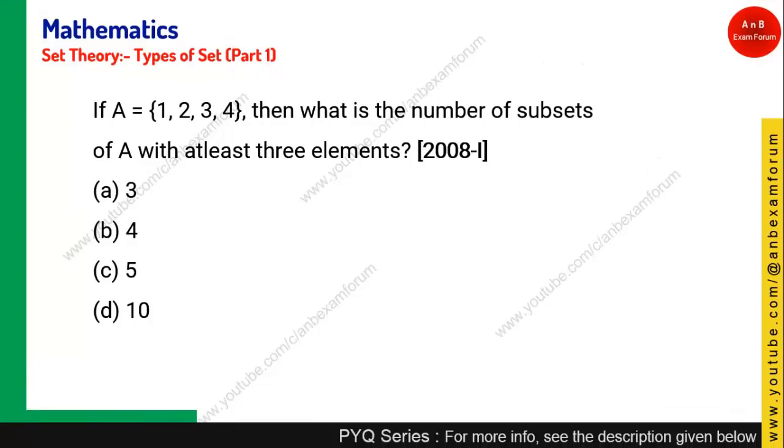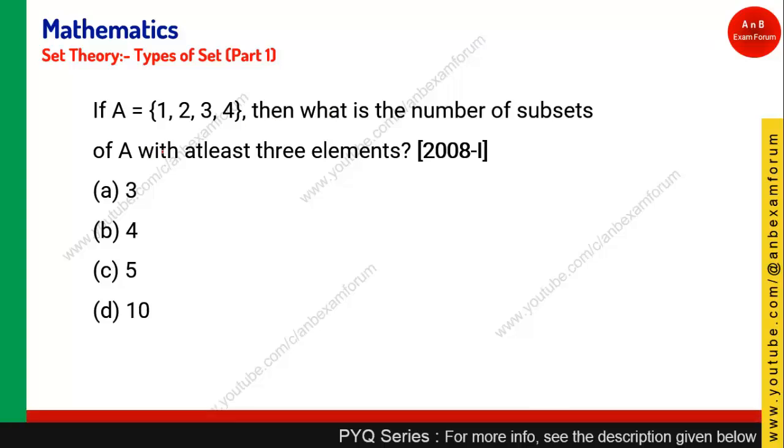Coming to the last question of today's session. There are 4 elements. What is the number of subsets of A with at least 3 elements? You need to make the subsets with at least 3 elements. At least is the important word, student. So let's make some subsets from these 4 elements.